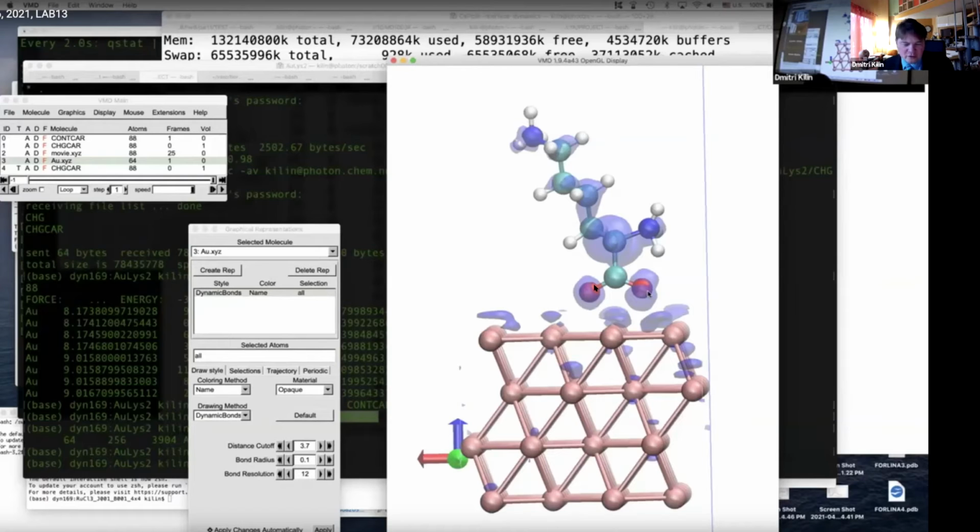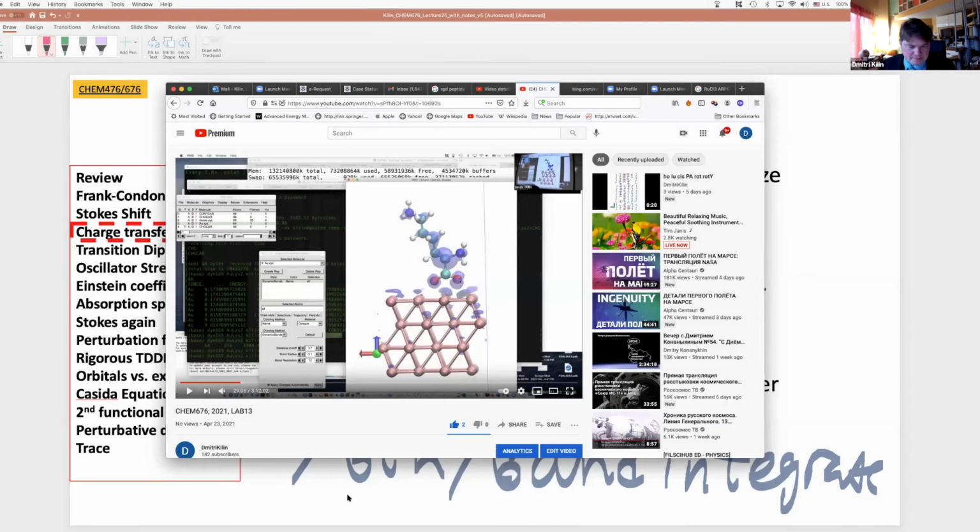And in order to do so, we practice analysis of orbitals. And in order to simplify analysis of orbitals, there is a trick that I want to introduce now, and we will practice it in the coming Wednesday lab.